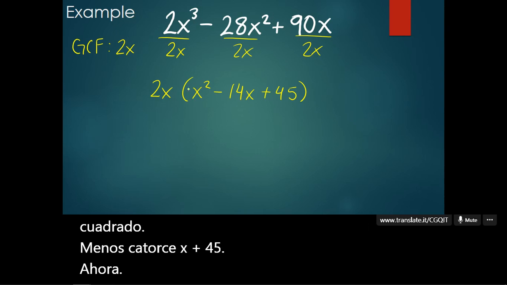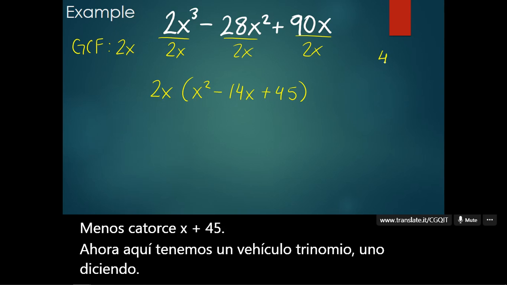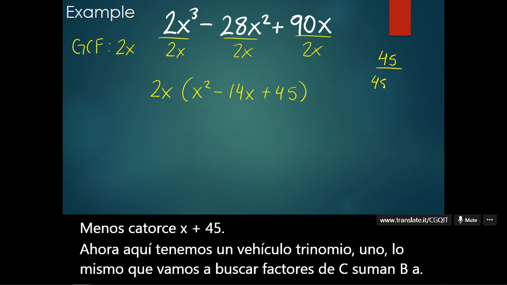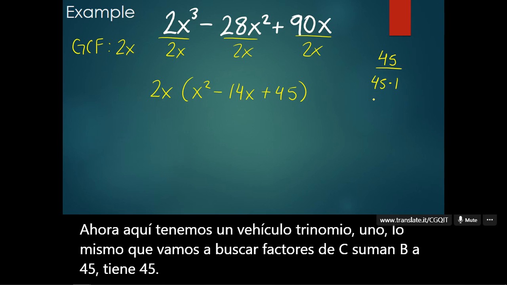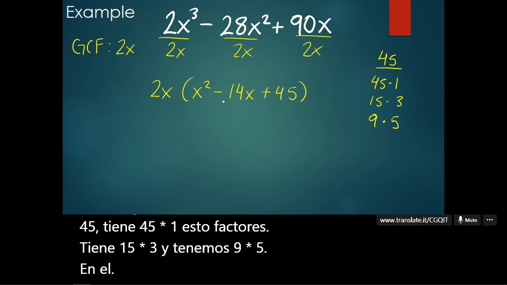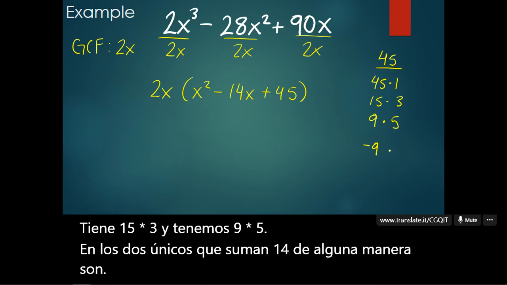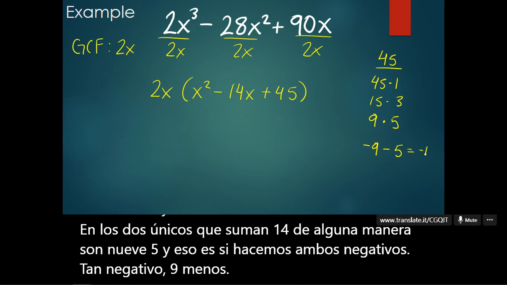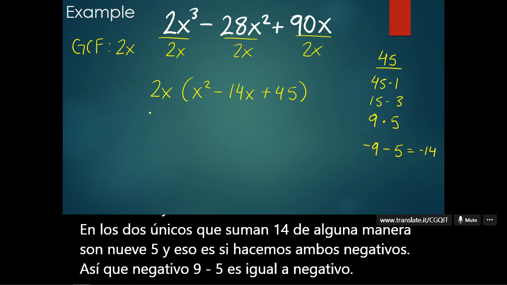Now, here we have a trinomial of a equals 1. Same thing, we're going to look for factors of c that add up to b. So 45 has 45 times 1 as factors. It has 15 times 3. And we have 9 times 5. The only two that add up to 14 in some way are 9 and 5. And that is if we make both of these negatives. So negative 9 minus 5 is equal to negative 14.